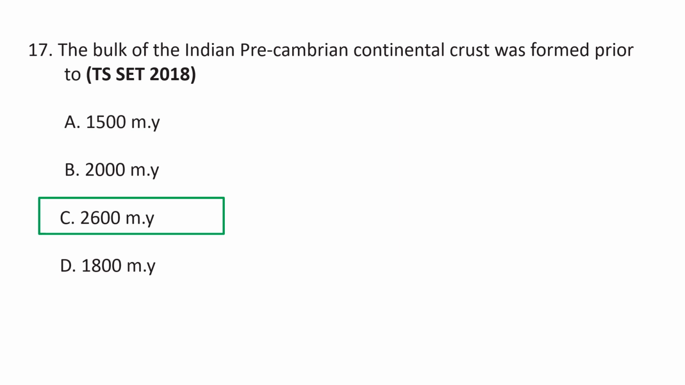So here the bulk of the crust was formed prior to 2600 million years ago, and it has been remobilized at least twice in between 2600 to 2000 million years ago. That means during the early Proterozoic mobile belt, also known as EPMB, and 2000 to 1500 million years ago, that is during the middle Proterozoic mobile belt. So C is the correct answer.